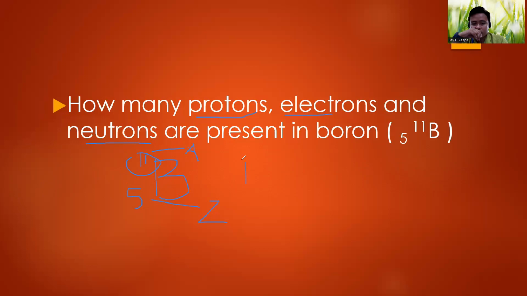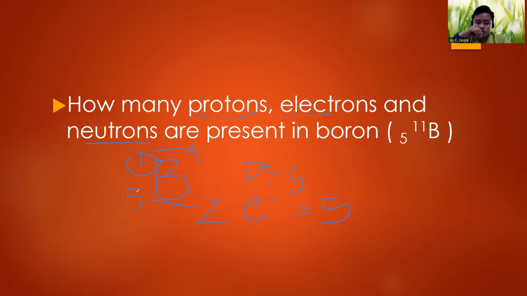So we're going to write P positive here. This is the symbol for protons. So you have 5, and the electrons are also 5. We're going to write that with e negative. So it's equal to 5.